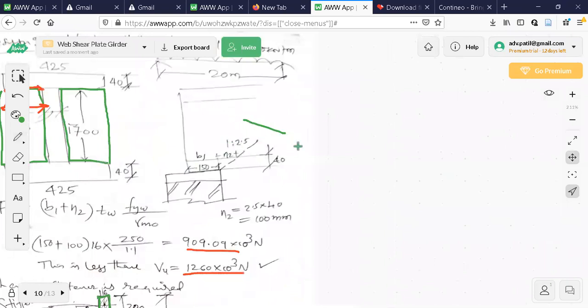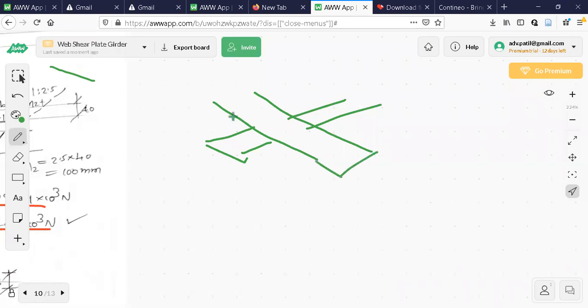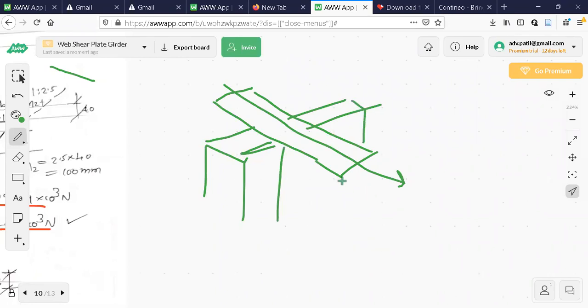Effectively, I am trying to design an imaginary plus shaped column. The column is plus shaped. This is the web here in this direction. These are the stiffeners like this. You can see it is a plus shaped column. That's all. Plus shaped imaginary column subjected to that load.